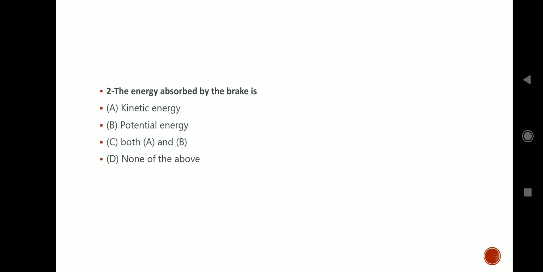Now, the energy absorbed by the brake is dash dash. Option A, kinetic energy; B, potential energy; C, both A and B; and D, none of the above. And the correct option is option C, both A and B.